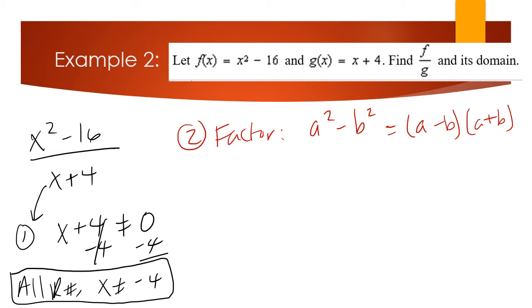So in this case, we have x squared minus 16. To find our a and our b, essentially all we're doing is taking the square root of the first term and the square root of the second term. The square root of x squared is x. The square root of 16 is 4. So it ends up being x minus 4.